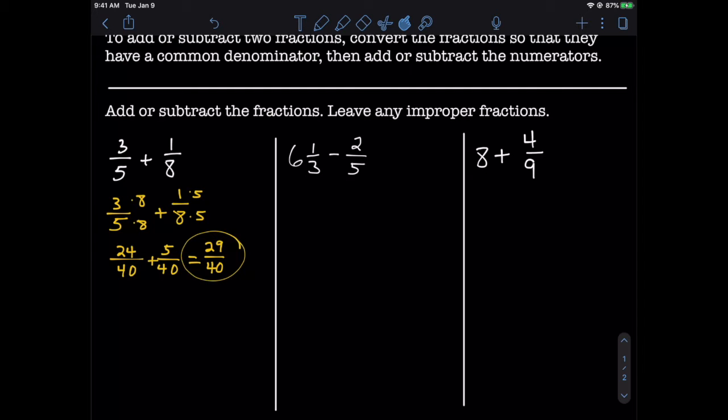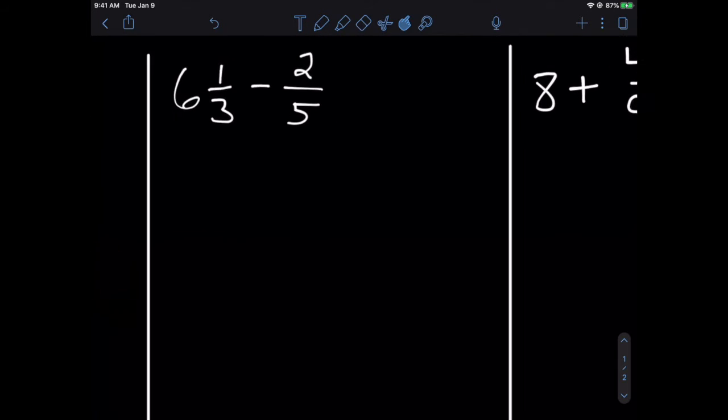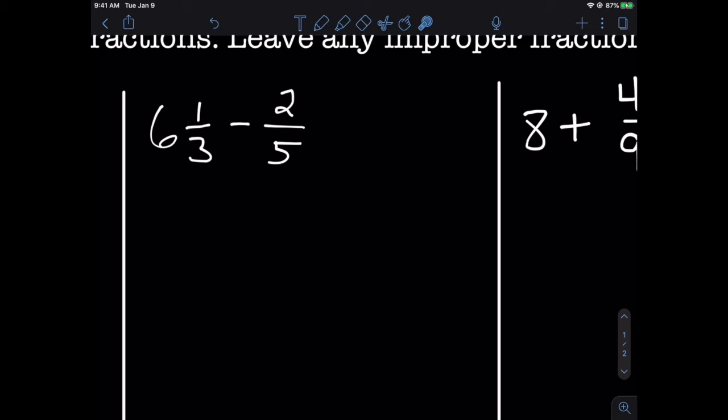Alright, our next problem is going to have a mixed number thrown in there. We got 6 1/3 minus 2/5. Before I can do anything, I want to change this mixed number to an improper fraction. I'll do that by doing 6 times 3 and then adding it to the 1. 6 times 3 is 18 and 1 is 19. Over 3 gives me the improper fraction equivalent to 6 1/3.